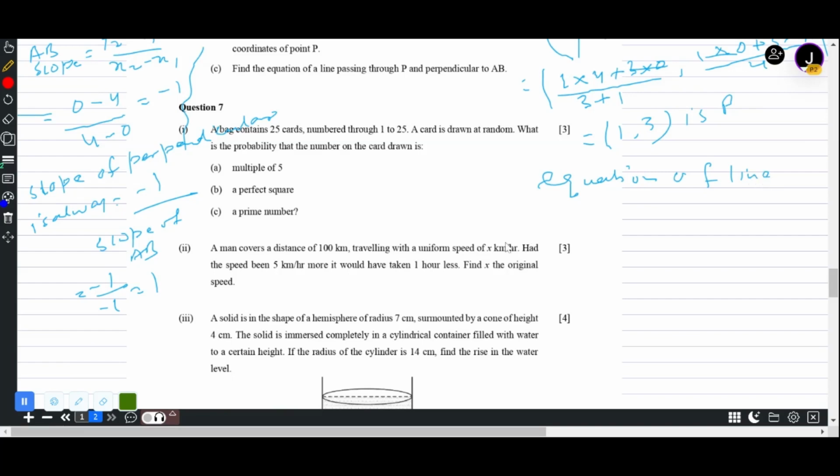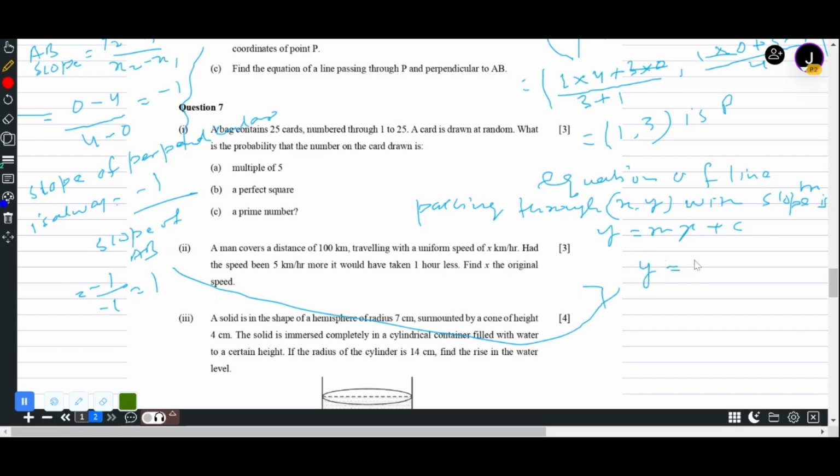Now the next question is that a bag contains 25 cards numbered 1 to 25. A card is drawn at random. What is the probability that the number on the card drawn is A, B, C? There are 3 subparts, just a 3 marks question, so each subpart gets you 1 mark. So the bag contains 25 cards, from 1 to 25, right? That means the cards have numbers written on them: 1, 2, 3, 4, 5, 6, 7, 8, up to 21, 22, 23, 24, 25, right?